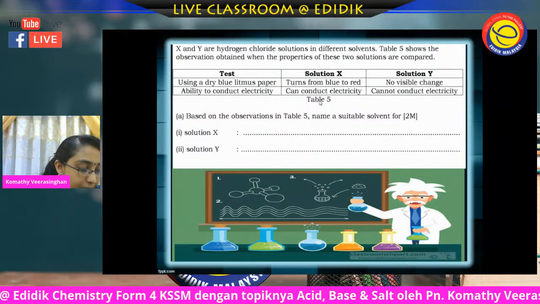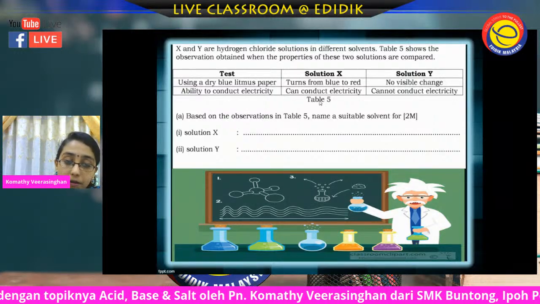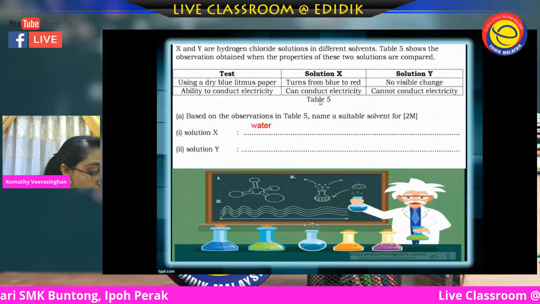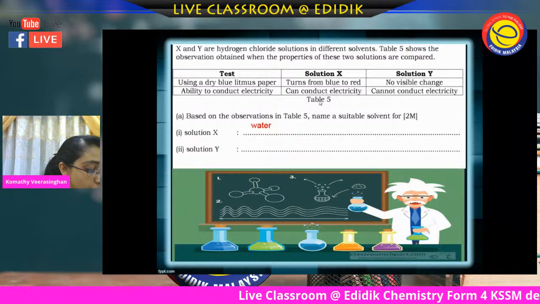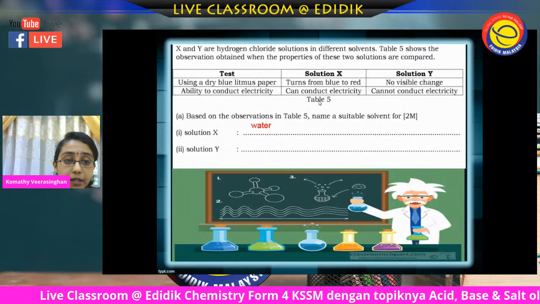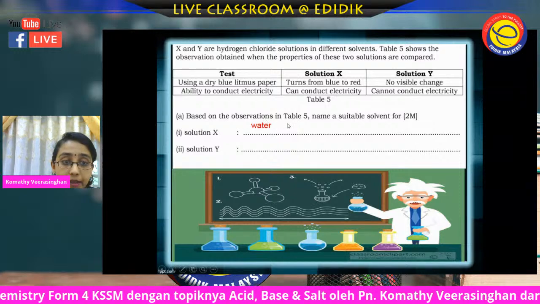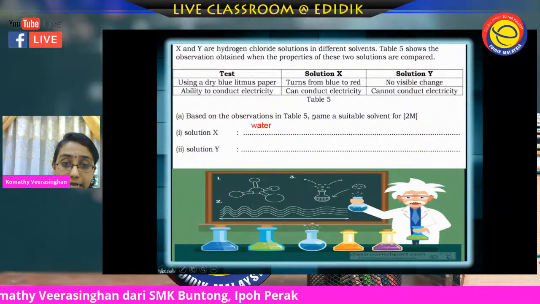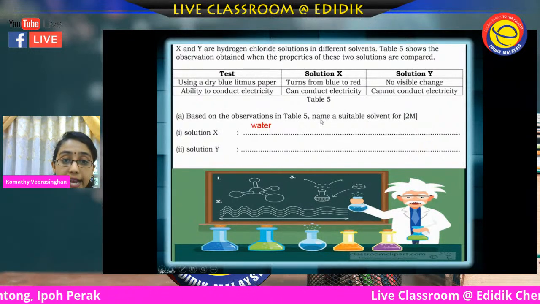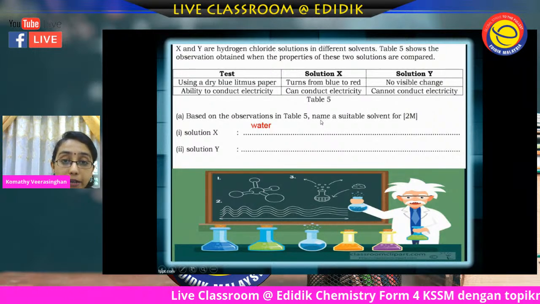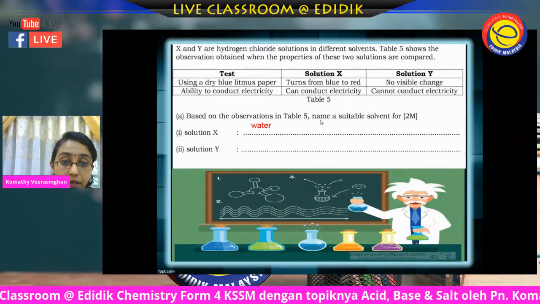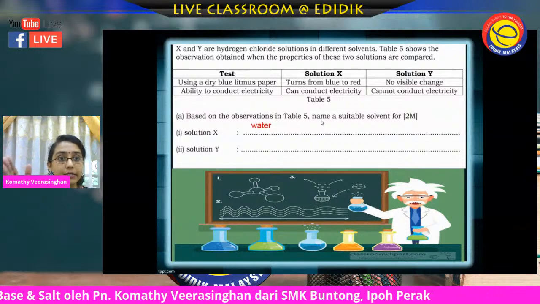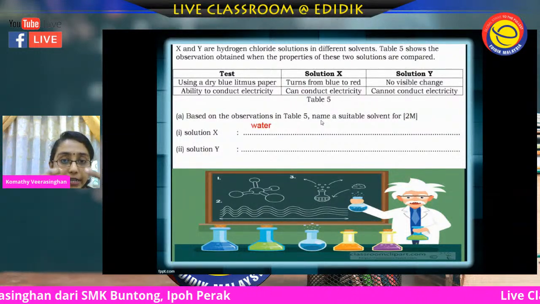My concern here, there are students who have given me the answer organic solvent, and there are some of you who have given me the answer propanol. Now, which is the correct answer for this question? Look carefully into the question, class. Based on the observation, name a suitable solvent. When they say name, you have to give the exact name of the solvent. You cannot say organic solvent. Organic solvent is the type of the solvent, the general name of it. So you have to give a specific name of the organic solvent.